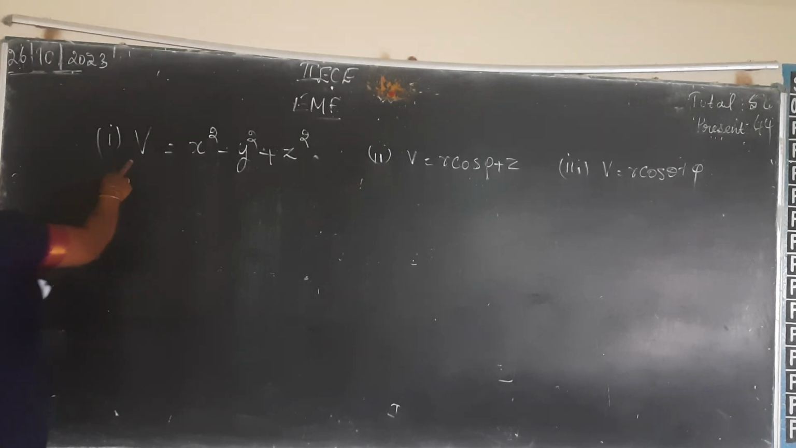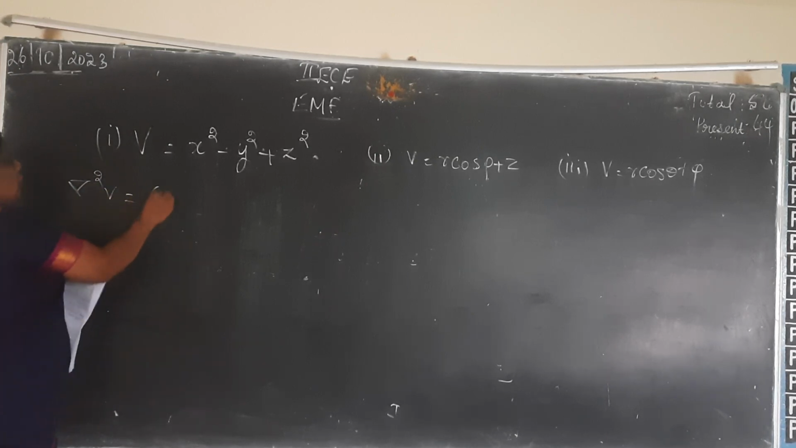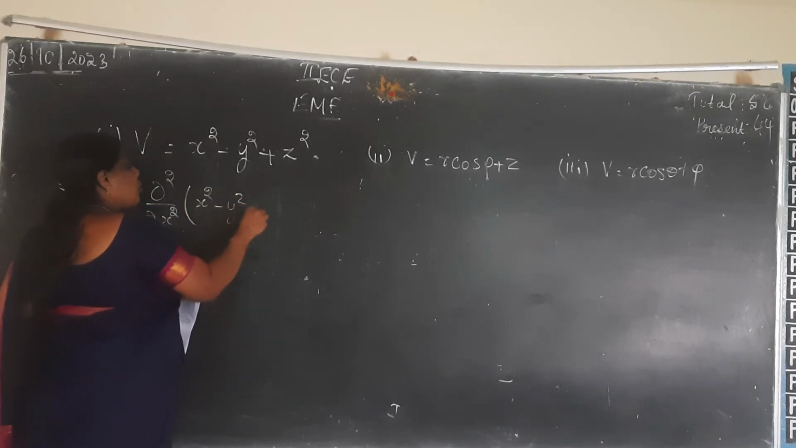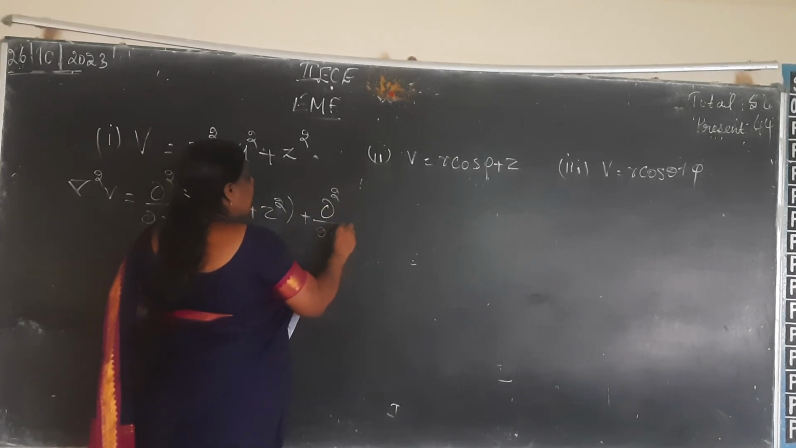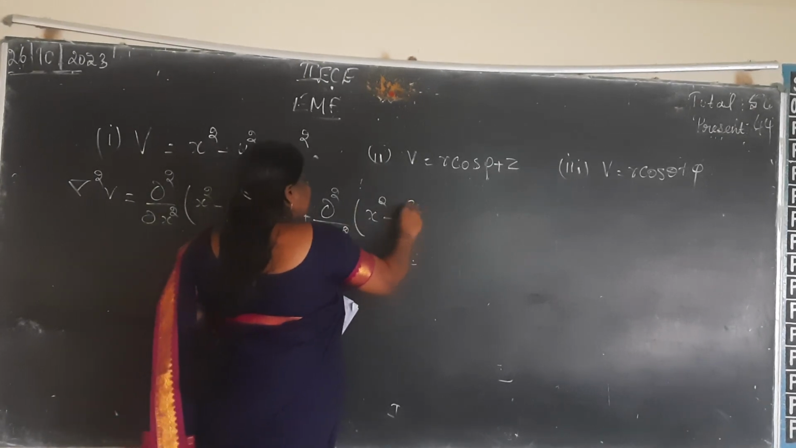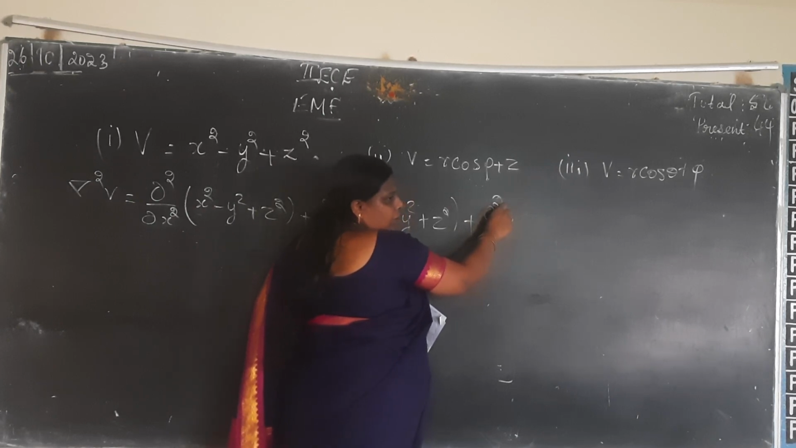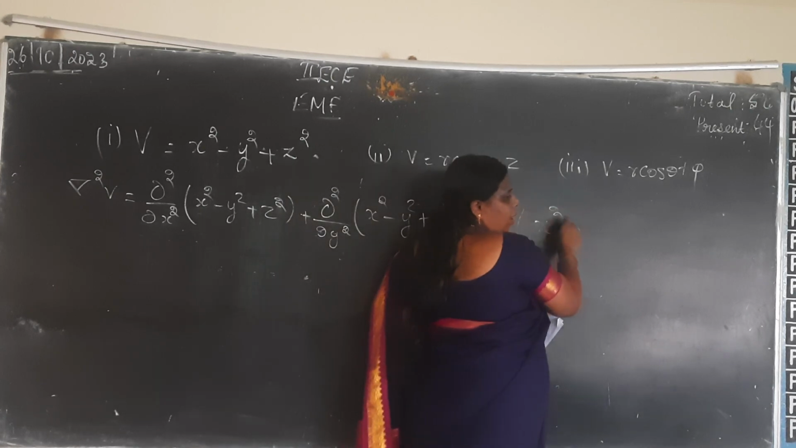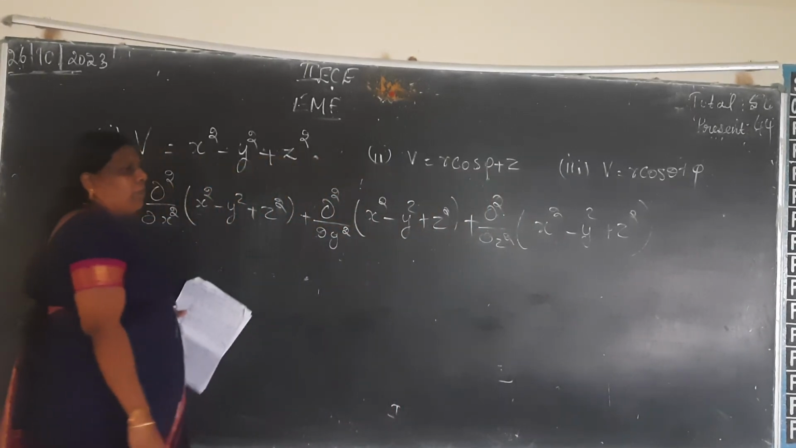First one, let us find out for this. Del square V is equal to, tell me, dou square by dou x square of (x square minus y square plus z square) plus dou square by dou y square of (x square minus y square plus z square) plus dou square by dou z square of (x square minus y square plus z square). We have to find it out and check whether it is equal to 0.